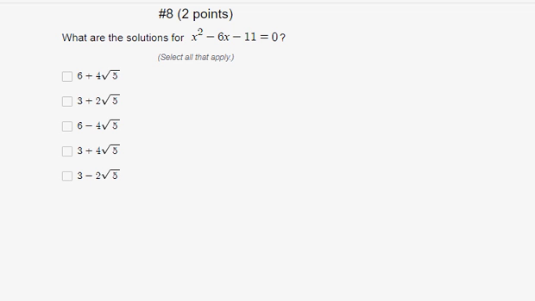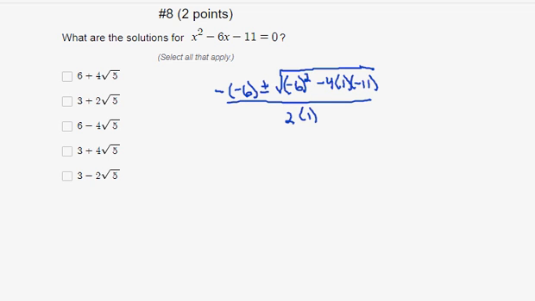What are the solutions here? Okay, we've got irrational numbers. So we're looking for a conjugate pair. So let's go ahead with this. We've got negative b plus or minus the square root of b squared minus 4 times a is 1 times c is negative 11. And that is going to be divided by 2a. So this gives us negative 6 is a positive 6 plus or minus the square root of 36 plus 44.